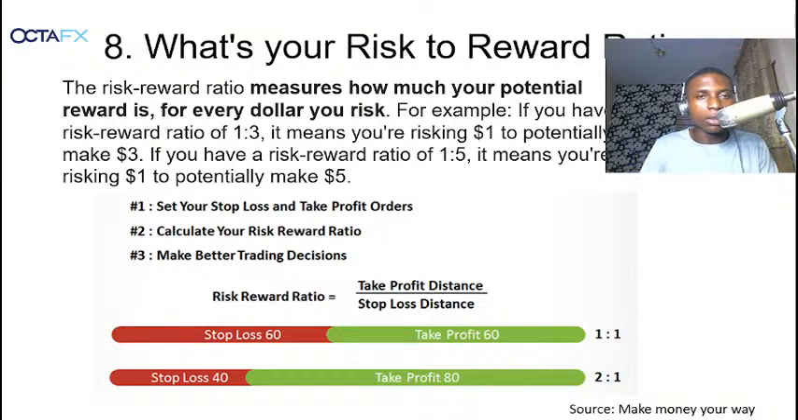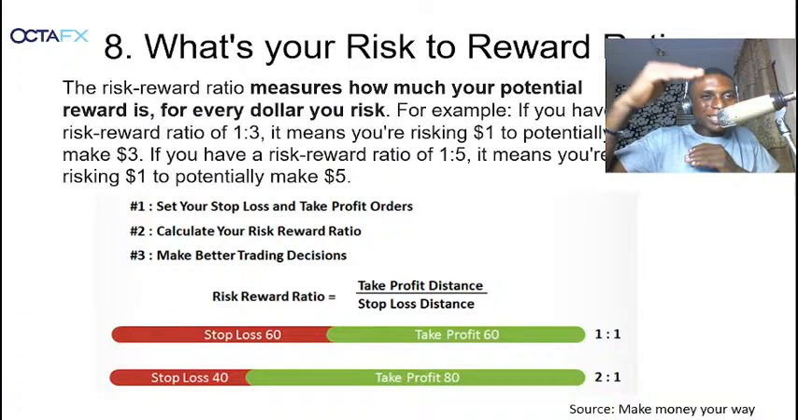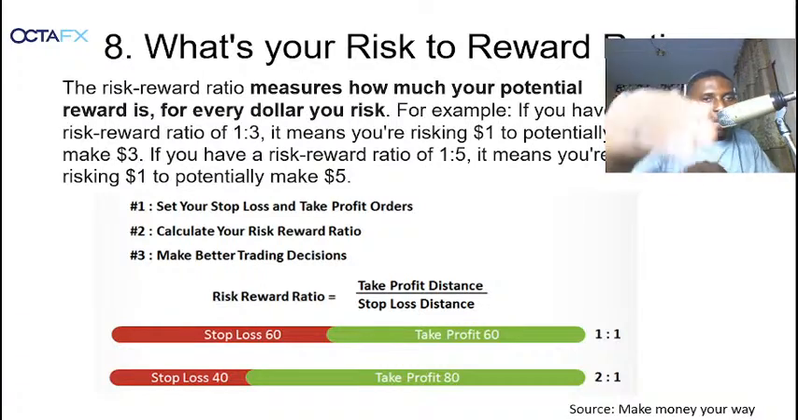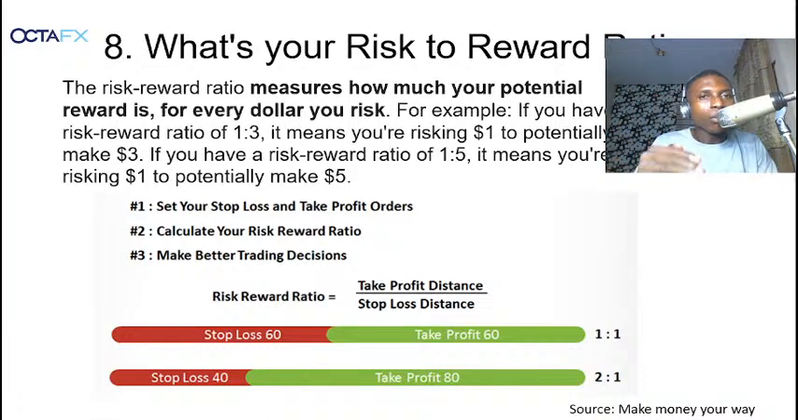If you are picking a trade, you want to look at it. Okay, if I'm looking to make this particular amount on this trade, this is the amount I am willing to lose. So am I willing to make twice as much as I am willing to lose? Or 3 times as much? Or 4 times as much? So you need to look at all this. They are very, very important.